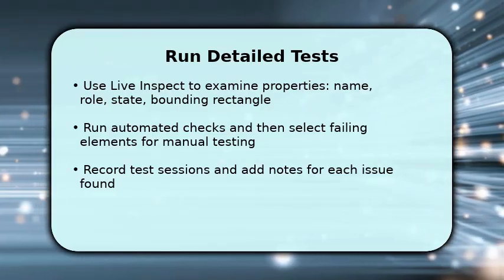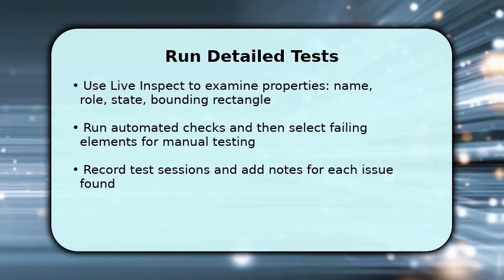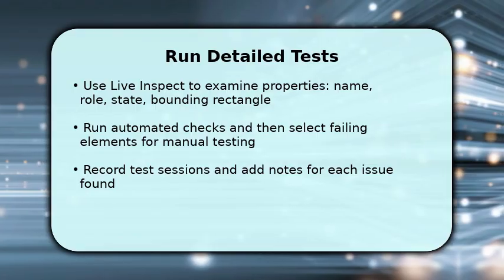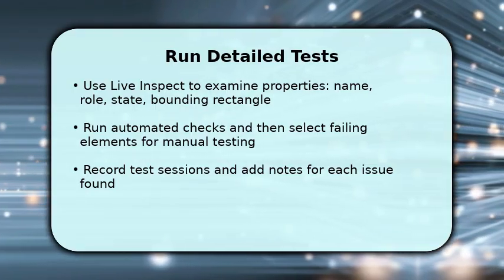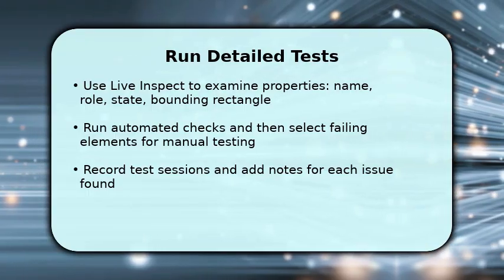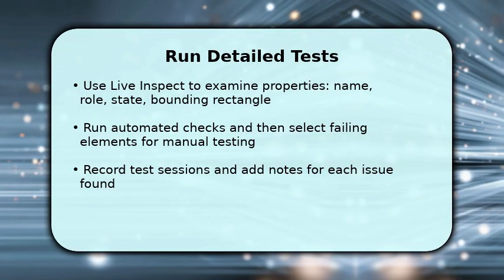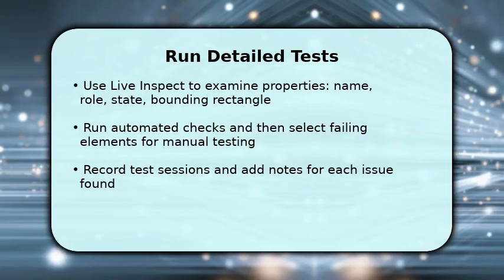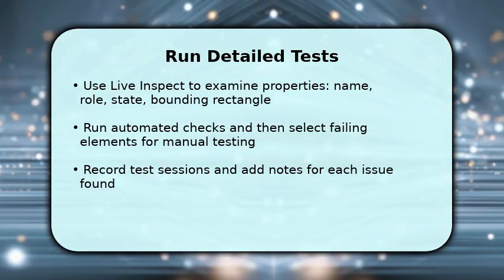Use Live Inspect to read properties like name, role, state, and bounding rectangle so you understand why an element fails. Run the automated checks to surface common issues, then click each failing element to perform manual verification, keyboard focus, screen reader output, and contrast. Once done, record a test session and annotate failures so developers know replication steps. Make sure to save screenshots and area/property expectations for precise fix.